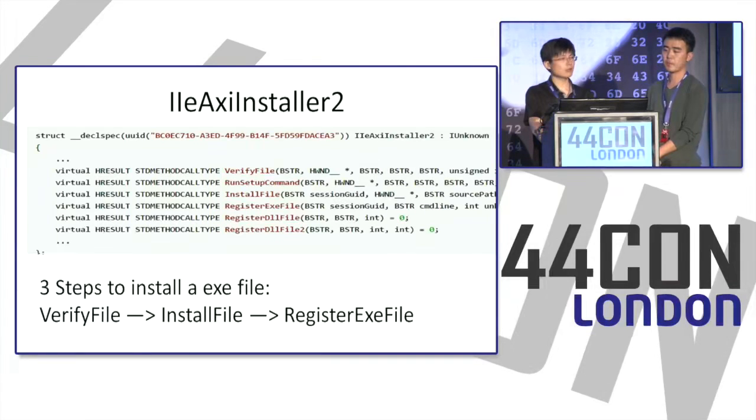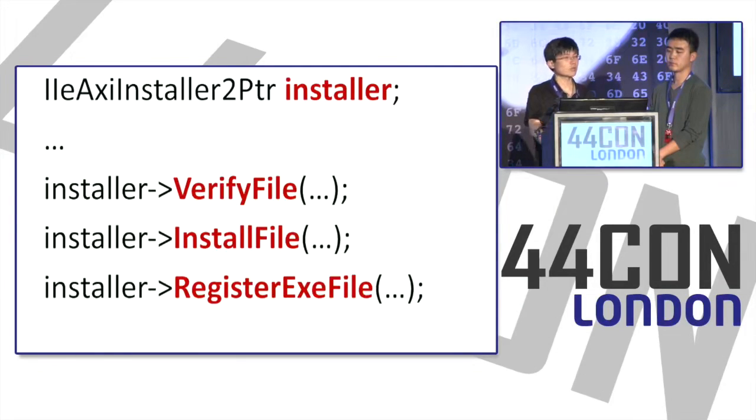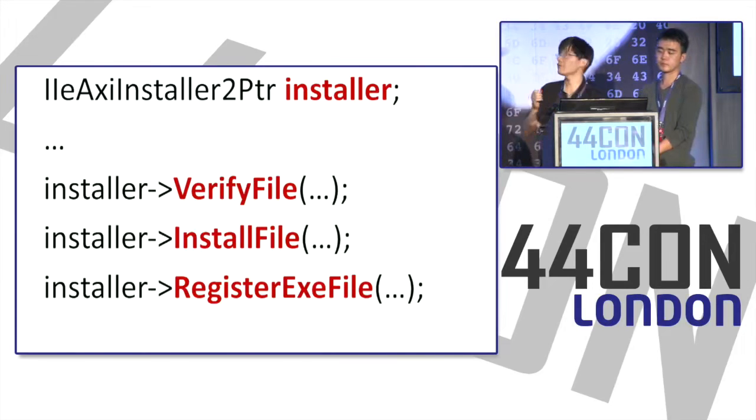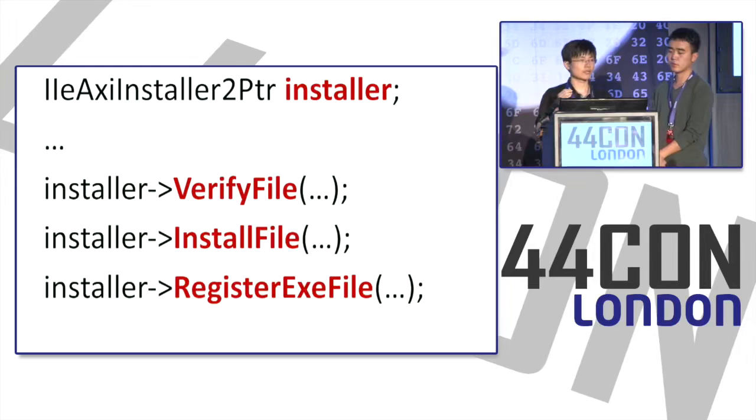To install a component using the IE install service broker, basically we need 3 steps. First, we obtain an interface of this install object, and then we call verify file, install file, and register exe file one by one. If any of the 3 calls fails, the installation will fail.